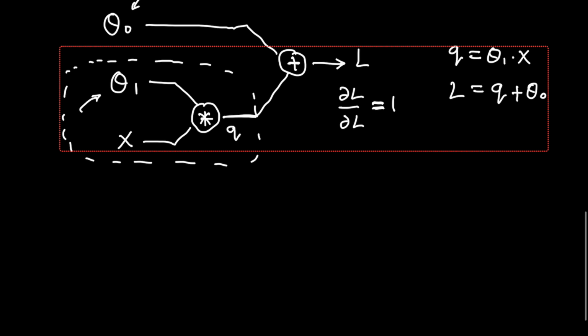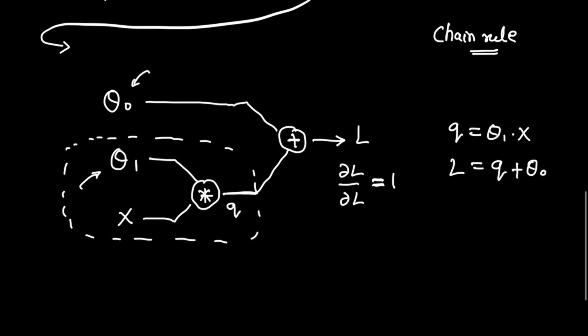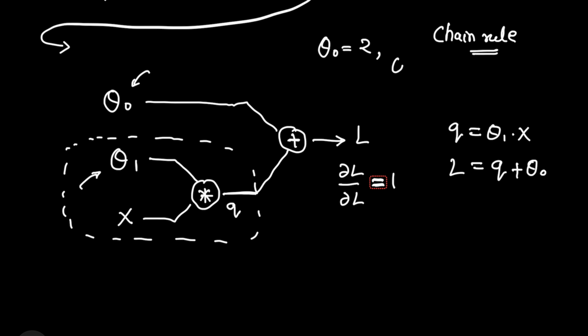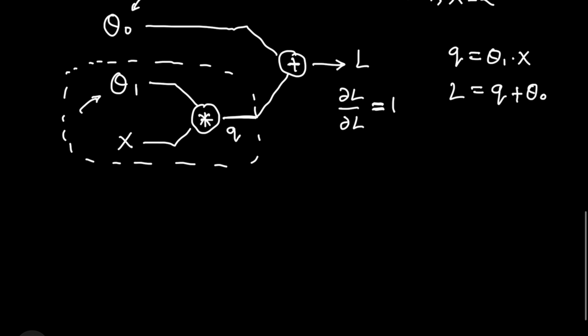Okay, now let's also imagine that we have some values. Let's say theta naught has the value 2, theta 1 is 1, and x is 2. So we have del L over del L.